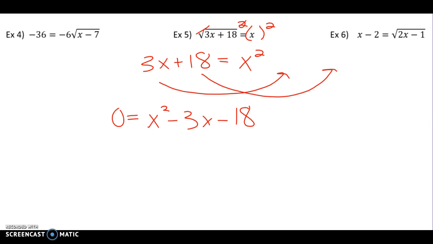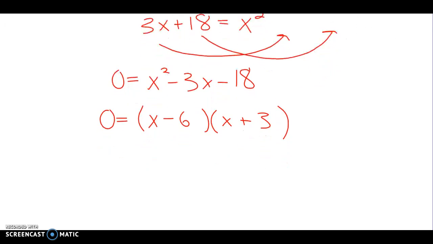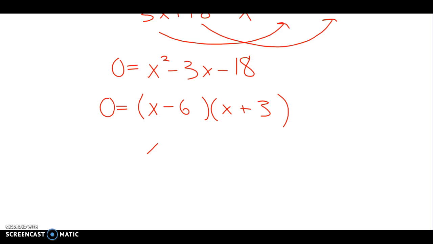So ultimately, we end up getting a quadratic. So a times c, what factors of negative 18 add up to negative 3? Which one's negative? Because one of them has to be negative to multiply to give us a negative number. Negative 6 plus 3. But those aren't my answers, those are my factors. How do I get my answers? So our answers are x equals 6 and x equals negative 3.